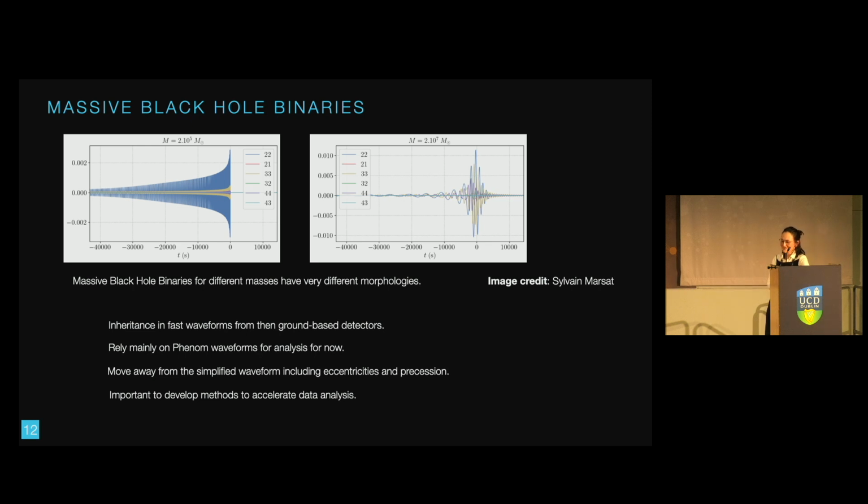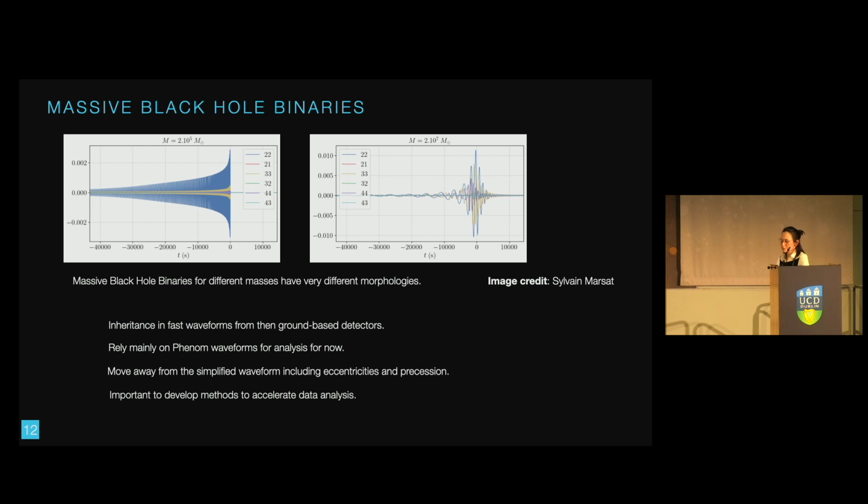Next, binary signals now are massive black hole binaries, and for them, I want to draw your attention to the morphology of the signals, because they can be very different. For very massive black hole binaries, you will have almost transient signals, but for low mass massive black hole binaries, you would have long-lasting signals that can last for months, and this would need different analysis approaches.